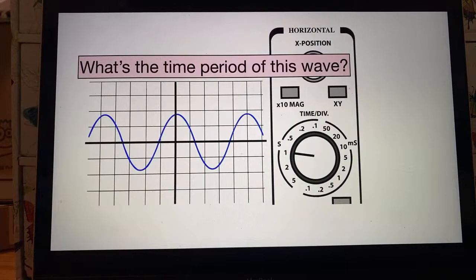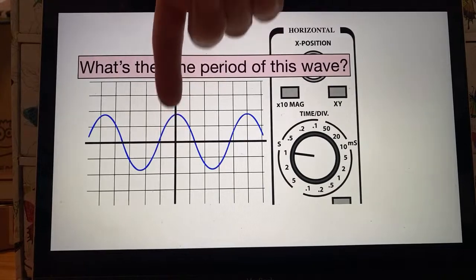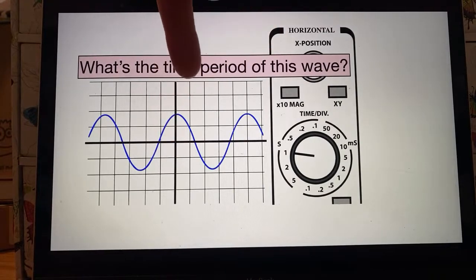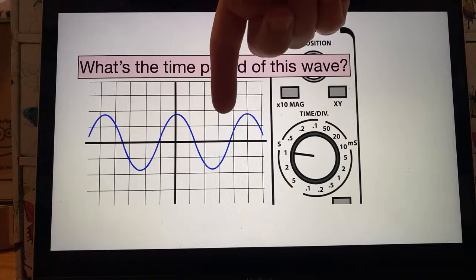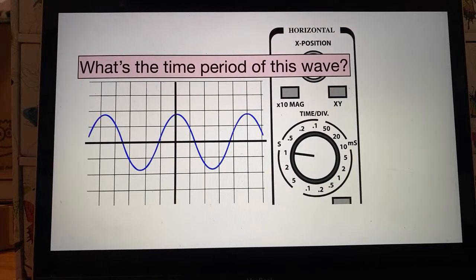Okay, what's the time period of this wave? So your time per division knob is pointing to 1 second. And you've got a wave. The peak of the wave is crossing where x equals 0. It's going all the way down and all the way up again after 1, 2, 3, 4, 5 divisions. What is the time period of that wave? How long has it taken a wave to complete one complete cycle?